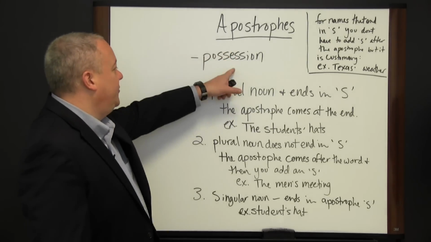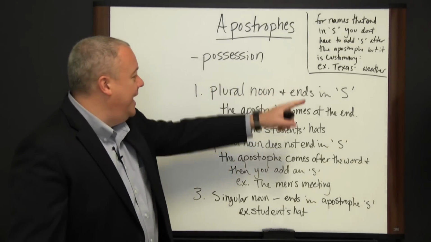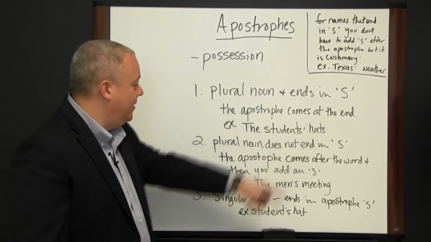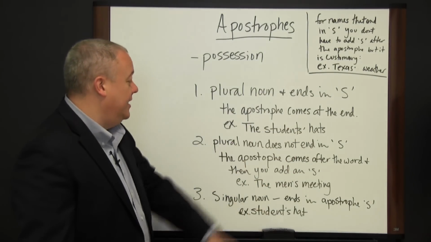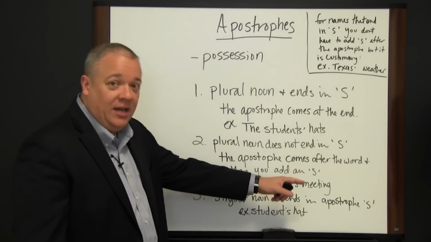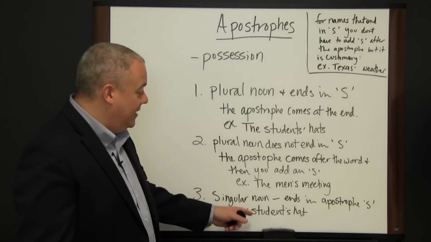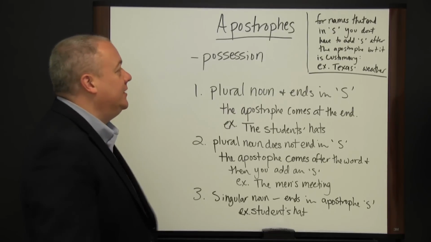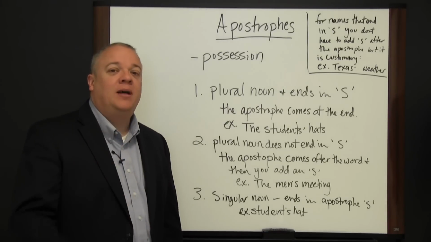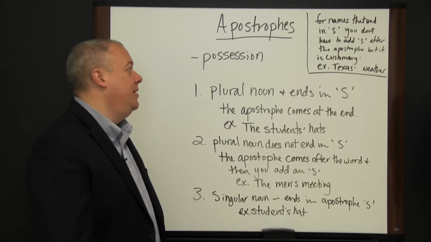But anyway, in terms of apostrophes and possession, just to review and hopefully make it clear, if it's a plural noun that ends in S, all you do is put the apostrophe on the end. Students' hats. If it's a plural noun that does not end in S, then you put an apostrophe S, men's meeting, mice's feet. If it's a singular noun, then you just put the noun apostrophe S to show possession. With formal names like Jones and Texas, just an apostrophe at the end is fine, but if you put an apostrophe S, that would actually be more customary.